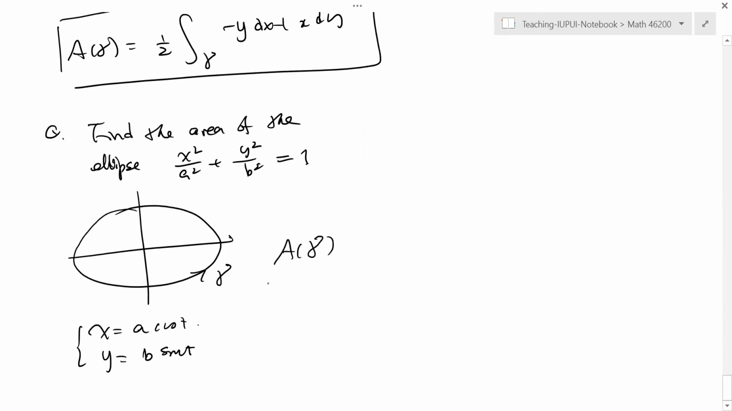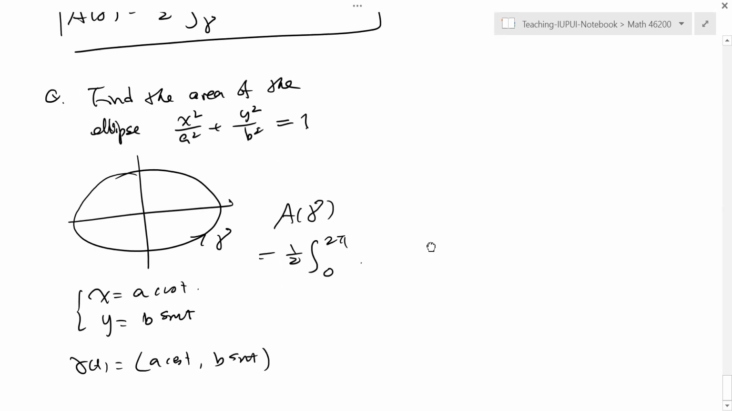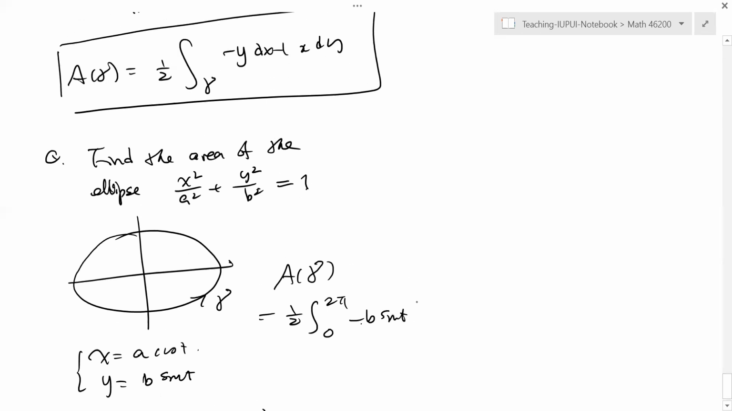So the area of the ellipse is going to be half of the integral along gamma. Gamma is parameterized by this, gamma of t is going to be (a cosine t, b sine t), with t from 0 to 2 pi. And let's see, what is negative y? Negative y is negative b sine t. And then dx is going to be negative a sine t dt, right?